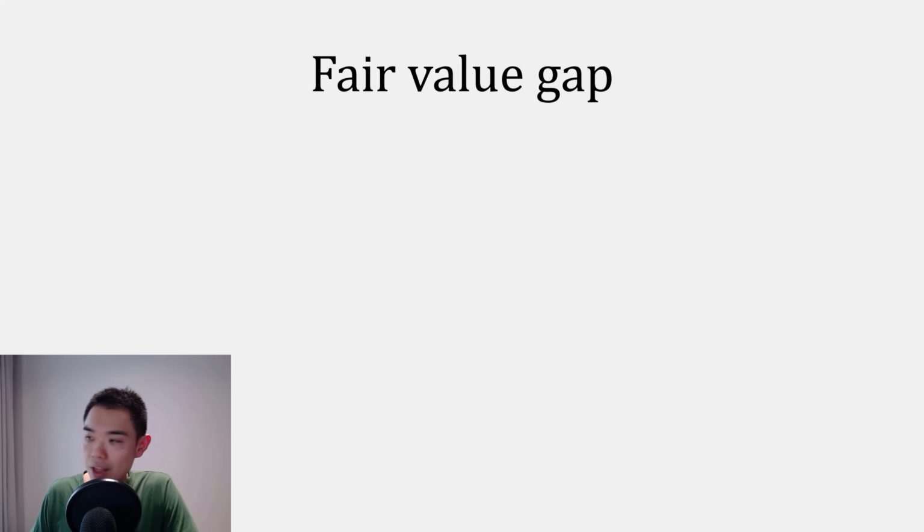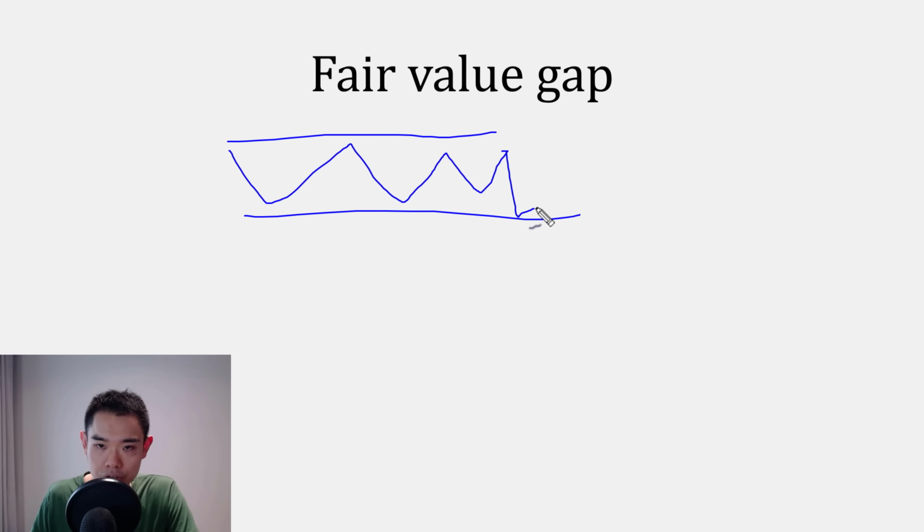Moving on, let's talk about fair value gap, FVG. So what is it and how does it work? It works something like this. Let's say the market goes into a range like this. Then there's a pretty strong breakdown, a bearish candle. This is what we call a fair value gap.